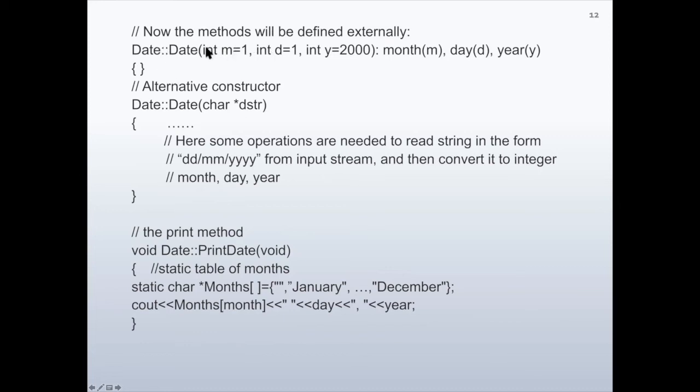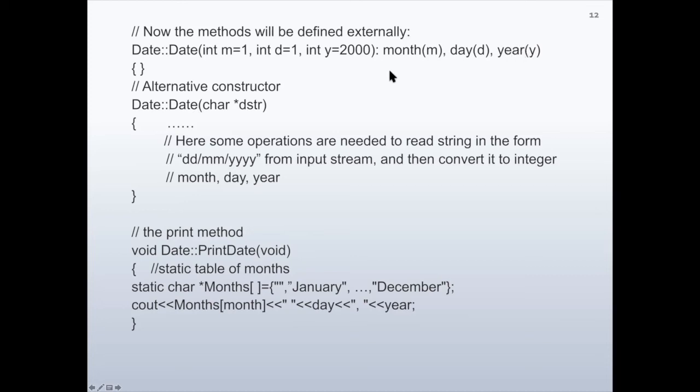The first constructor is a constructor belonging to the class date, and these are the parameters. After a colon, it is written month(M). This means that whatever the value of the parameter M is going to be loaded to data member month. And the value of D is going to be loaded to data member day, and the value of Y is going to be loaded to the data member year.